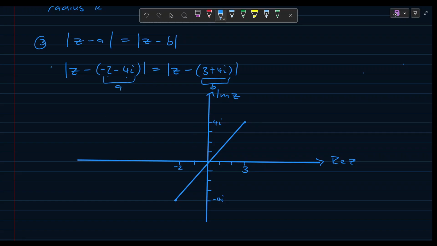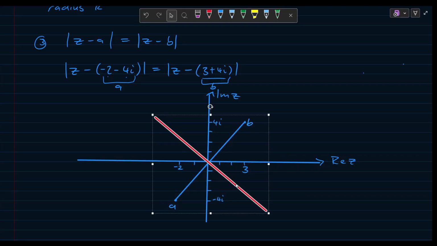So the points that satisfy this equation are the points that are equidistant to A and B. Equidistant means they are the same distance from A and from B. So to get those points, we have to bisect this line. I do not have a compass with me, but make sure to use a compass when you're bisecting your line. I'm assuming my bisector will come around somewhere here. Let's shift it towards the middle.